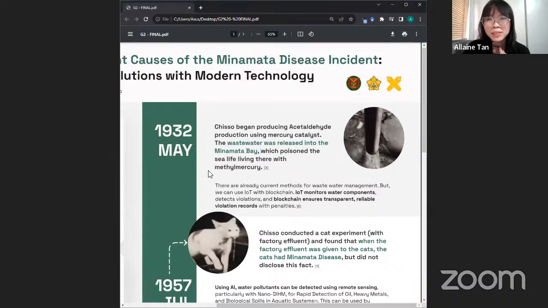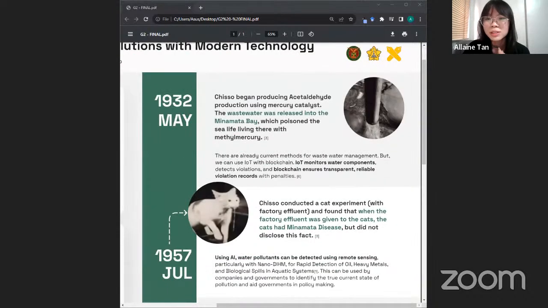First, we'll begin at the root cause of the Minamata disease, which occurred when CHISO began releasing contaminated wastewater into Minamata Bay without repercussions. At this stage, we can use IoT with blockchain to hold industries accountable for proper waste management. Particularly, IoT can measure water components in industrial tanks and detect violations, while the blockchain can be applied to penalize the violating industry and maintain transparency, integrity, and reliability of violation records.